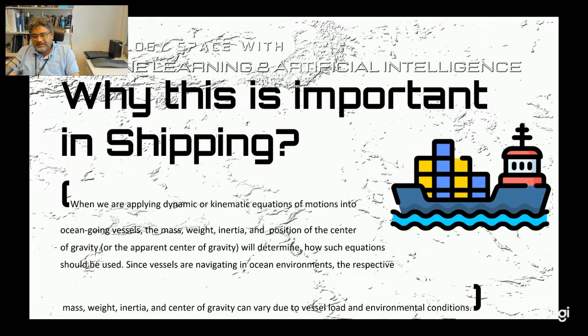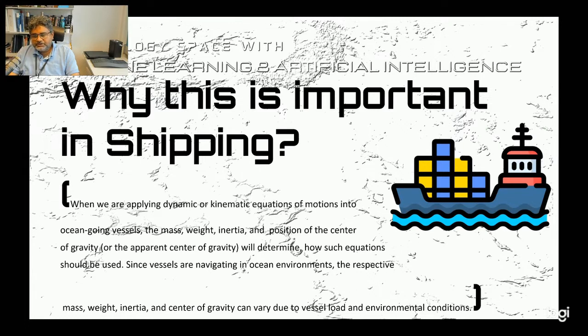Since vessels are navigating in the ocean environment, where they can often encounter harsh weather or environmental conditions, the respective mass, weight, inertia, and center of gravity can vary. This can also vary due to the vessel load conditions.